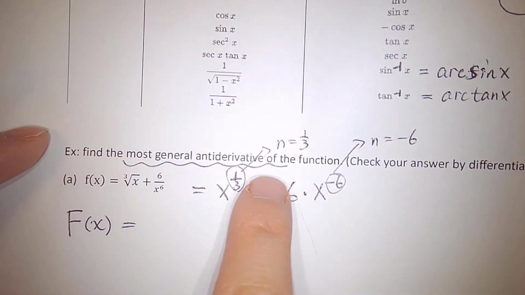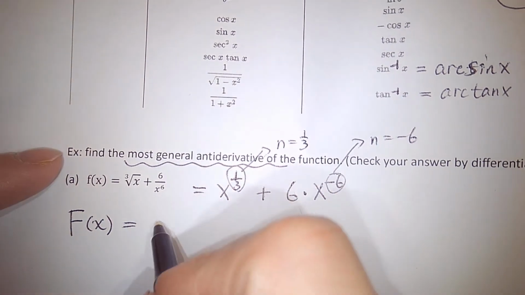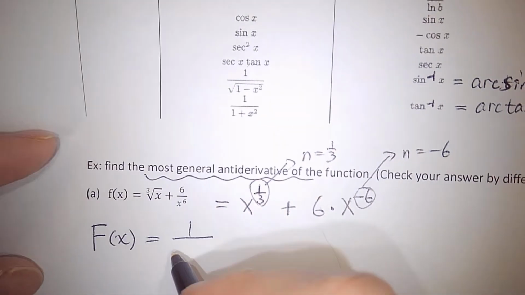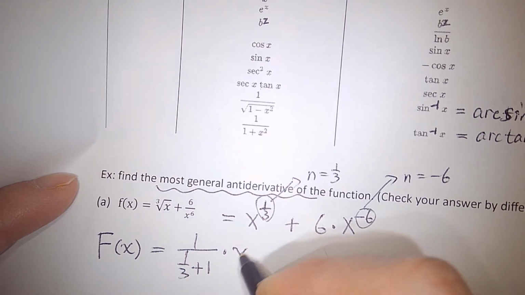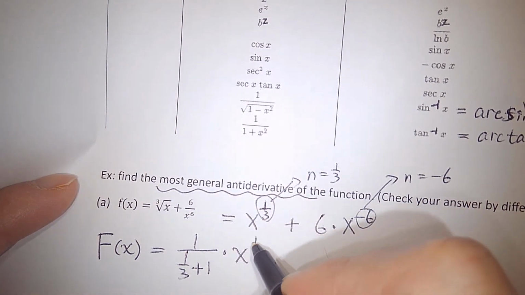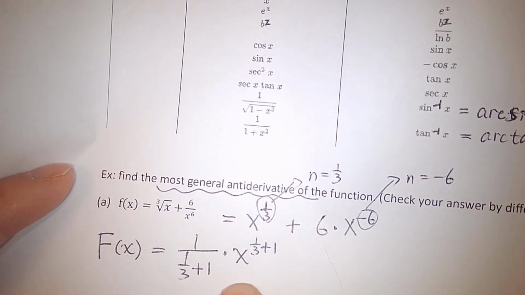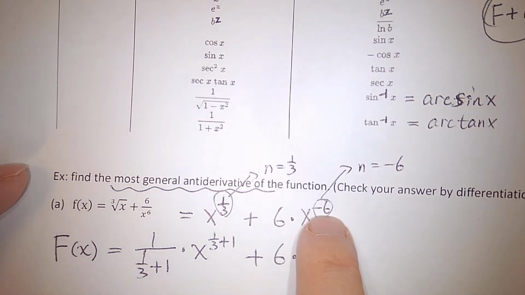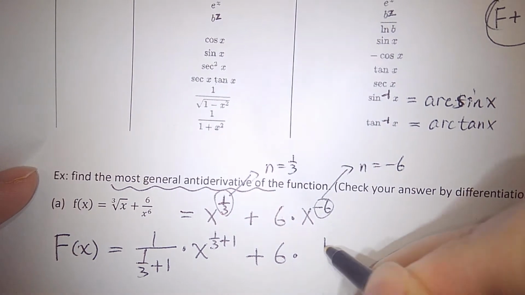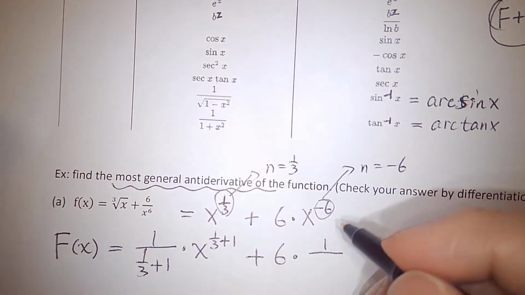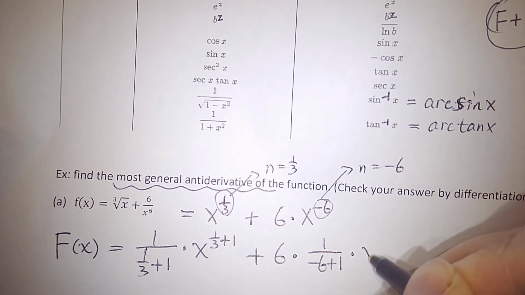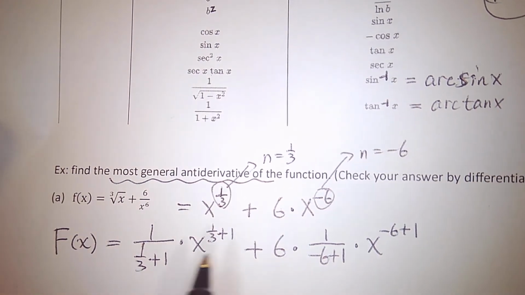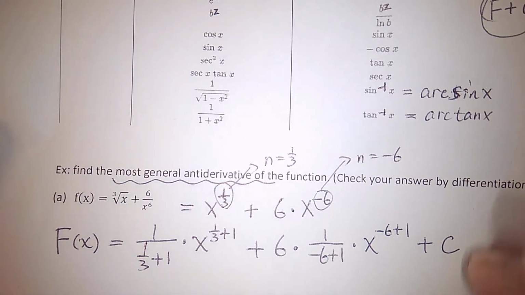So by using the antiderivative formula, the antiderivative should be 1 over n plus 1, which is 1/3 plus 1, times x to the n plus 1 power. You agree with this, everybody? And then plus 6 times x to the n power, n equals -6. By the antiderivative formula, it should equal 1 over n plus 1, -6 plus 1, times x to the -6 plus 1, right? And because we want to find a general antiderivative, we don't forget to add a constant c, right?